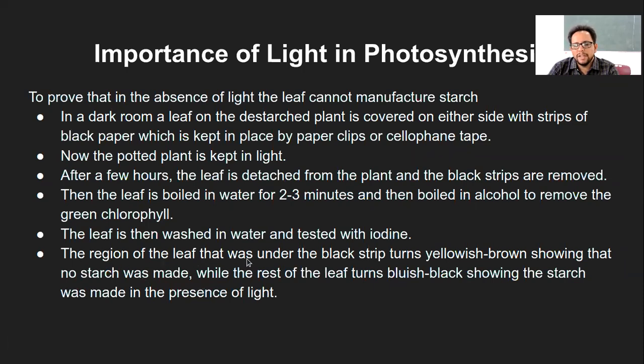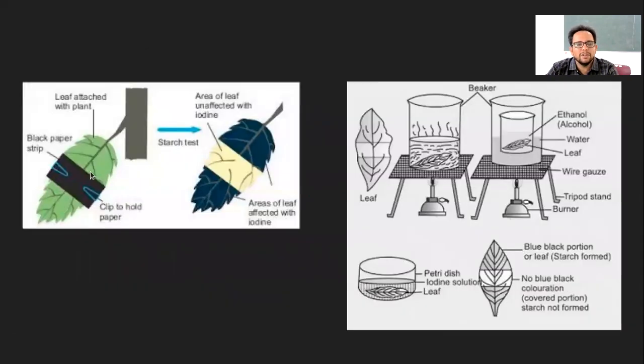The region of the leaf which was under the black strip turns yellowish brown, showing that no starch was made, and this yellowish brown color is of the iodine. Even after you add iodine, the area of the leaf below the strip does not change color, and that is why there is no color change in this area. So that is what is shown here.